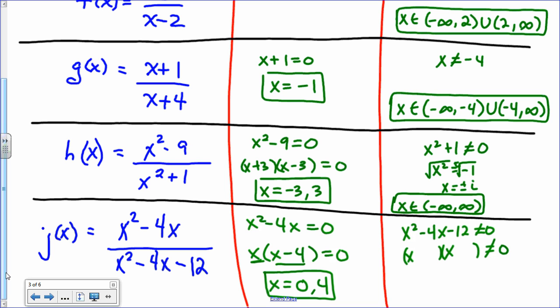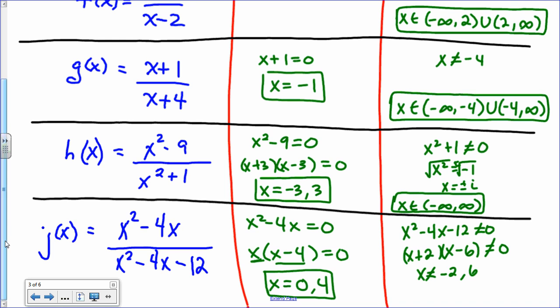So it multiplies to give me negative 12 and adds to give me negative 4. Positive 2 and negative 6. Good. So I know x can't equal negative 2 or positive 6.